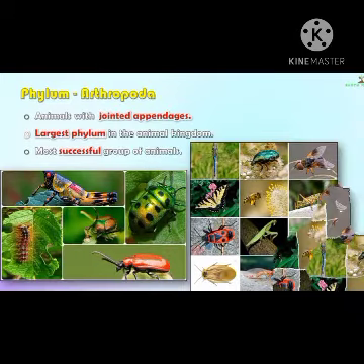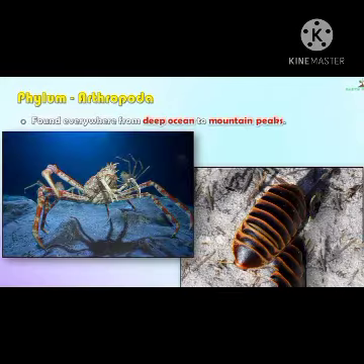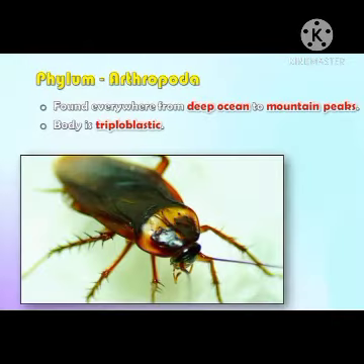They are the most successful group of animals. This means these animals can survive in any atmosphere, any climate, any environment and any condition. Their body is designed in such a way that they can survive in any condition. Therefore, they are found everywhere from deep ocean to mountain peaks, whether it is hot or cold, at every place in any climate.